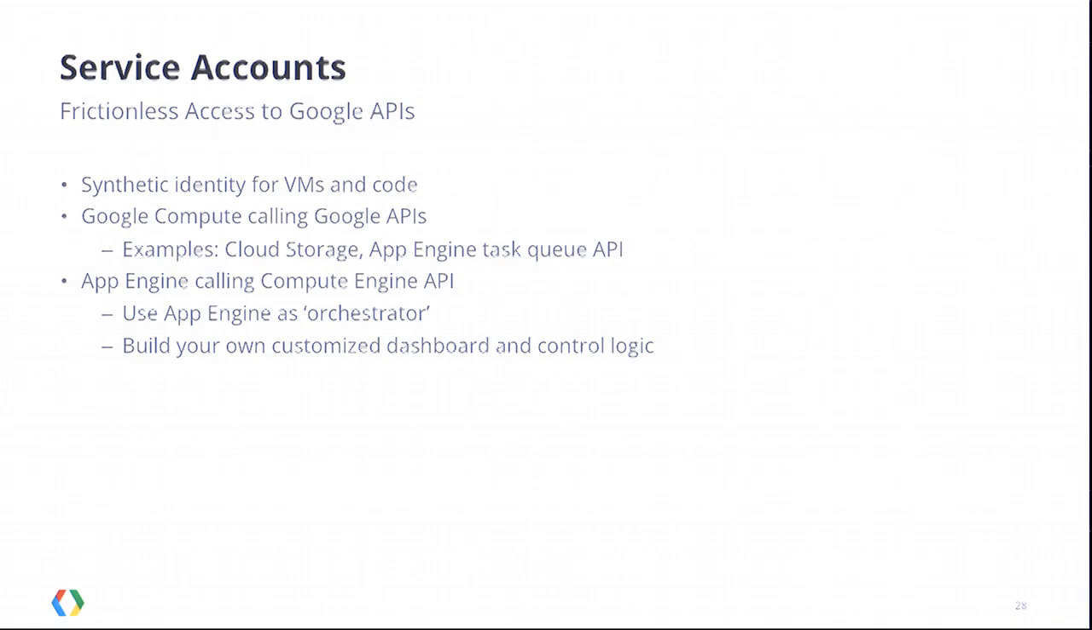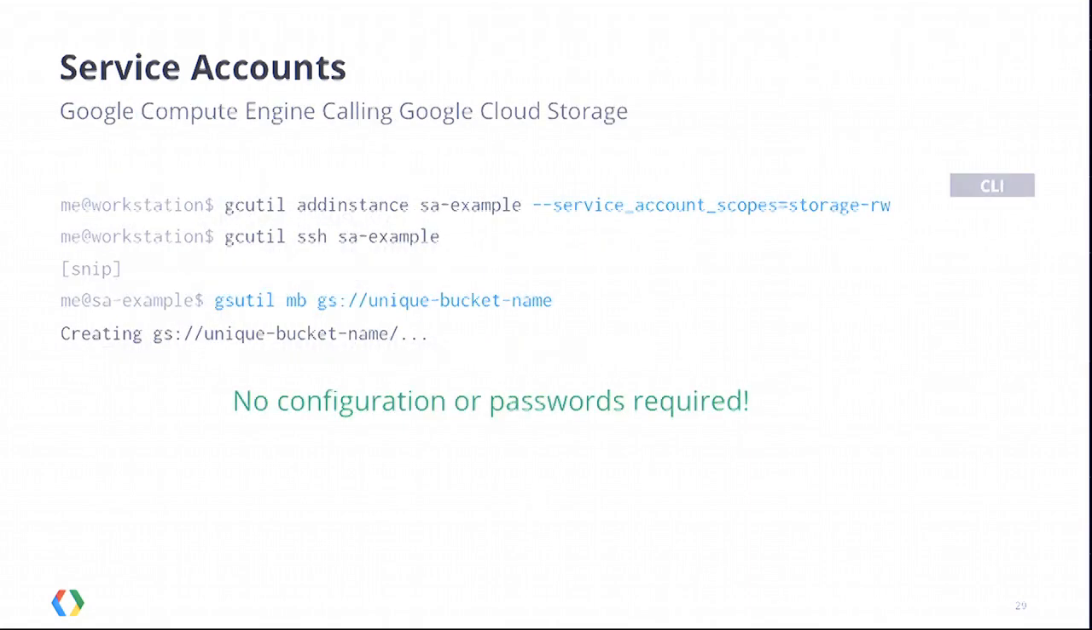But the great example here is Google Compute Engine calling other Google APIs, whether that be Google Storage or the Task Queue Pull API, which is part of App Engine. And then App Engine also supports service accounts. And so you can use App Engine to call the Google Compute API to do all sorts of interesting orchestration. And so we think that these things really complement each other, and it stitches together to make a great seamless platform.